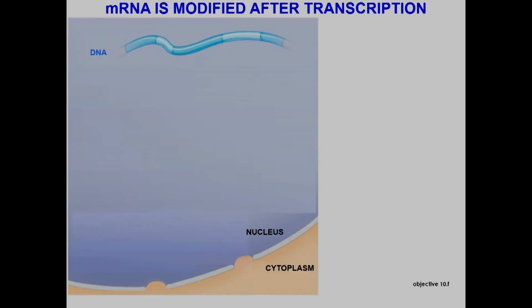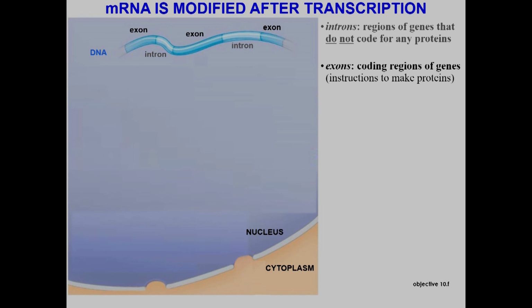Once an mRNA is produced, it's not quite complete. mRNAs contain multiple regions of information. These regions are often called introns and exons. Introns are regions of genes that do not code for any protein. And exons are the regions of genes that have the instructions to make a protein. Most of our DNA does not actually code for proteins, and most human genes have multiple introns in them. This means that there's information inside the mRNA that we don't need for translation.